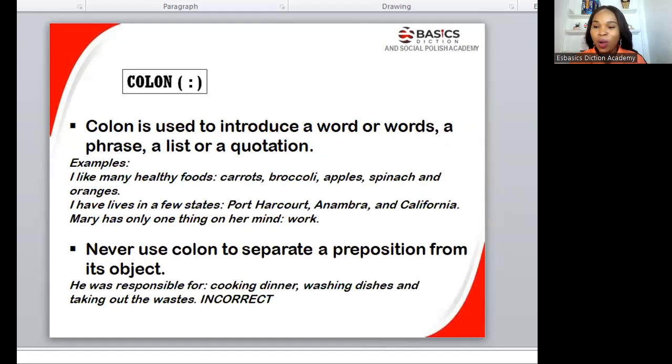Colon. The colon is used to introduce a word or words, a phrase, a list, or a quotation. This is when you should use a colon. Examples: I like many healthy foods: carrots, broccoli, apples, spinach, and oranges.